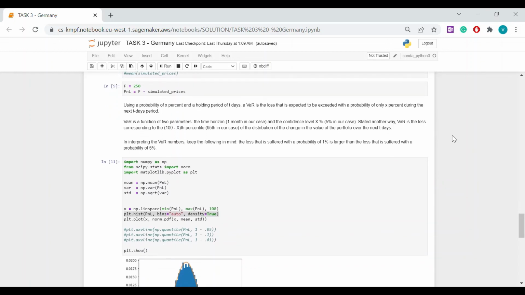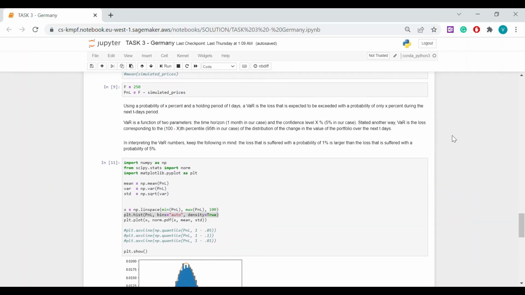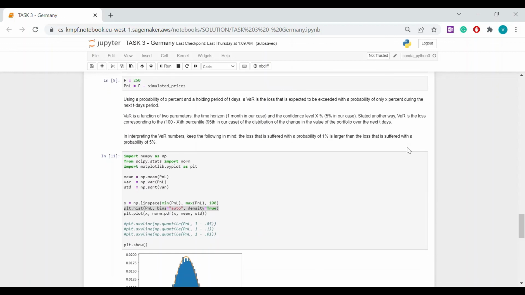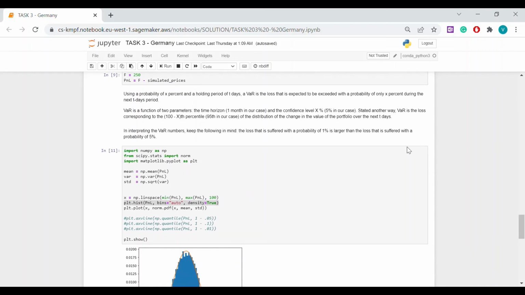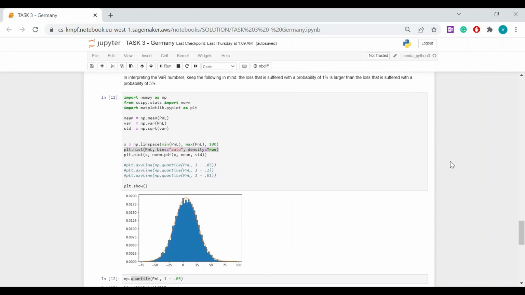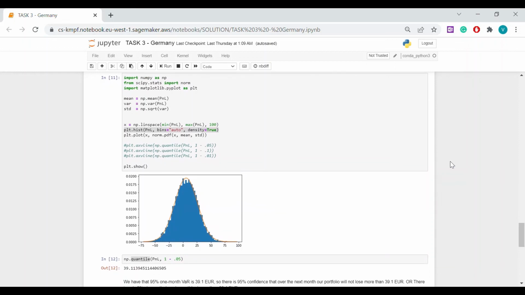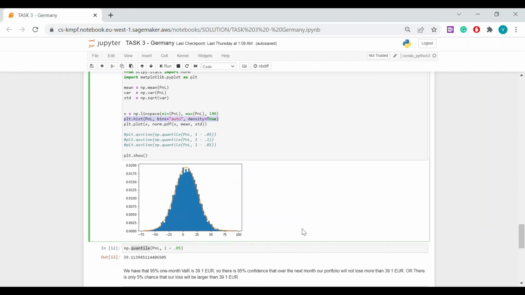Then we need to calculate the profit and loss function, which in our case simply equals the payoff. So we have the set of values corresponding to the profit and loss function now. And we can build the probability distribution and plot it using the histogram function of Python. So this is our profit and loss distribution.